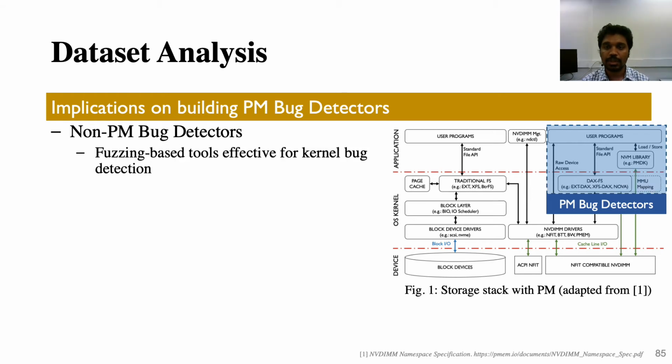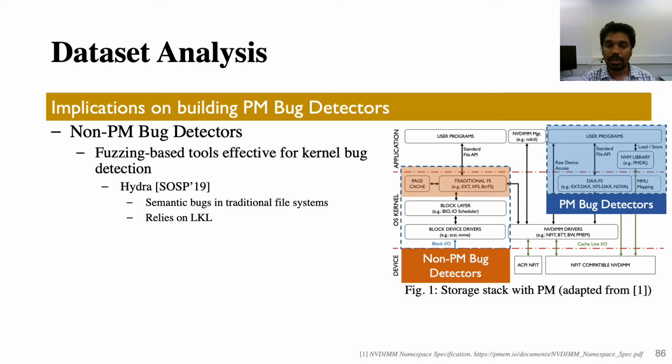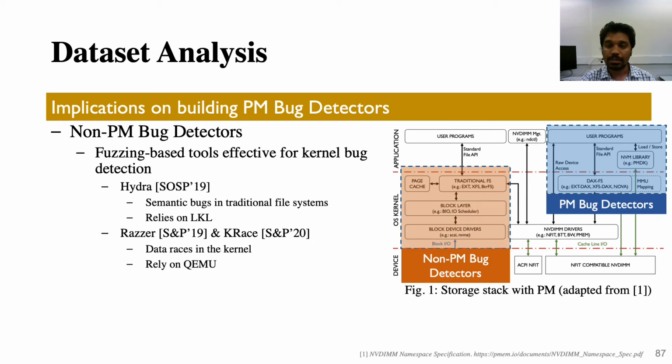Besides PM bug detectors, great efforts have been made to detect non-PM bugs in the kernel. Especially, fuzzing-based tools are gaining significant traction recently. They have been effective at detecting bugs in the kernel. For example, Hydra identifies semantic bugs in traditional file systems. Razor and K-Race are 2 recent works that detect data race issues in the kernel. We observe that all of these tools require a virtualized or simplified environment to work. For example, Hydra relies on the Linux kernel library to execute kernel code. Razor and K-Race employ QEMU to run the target kernel.